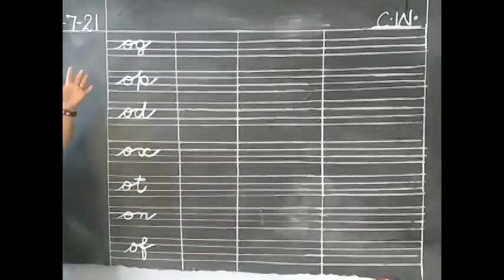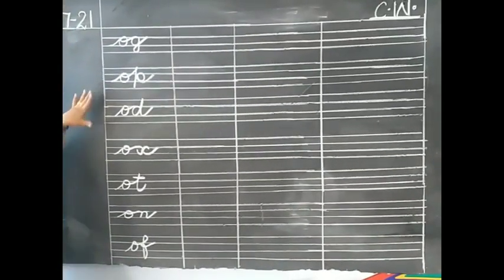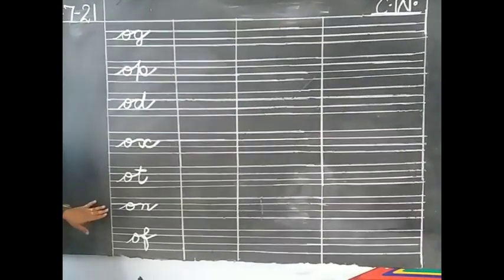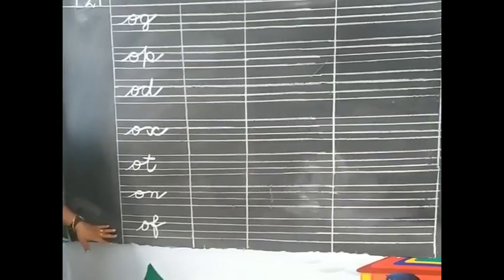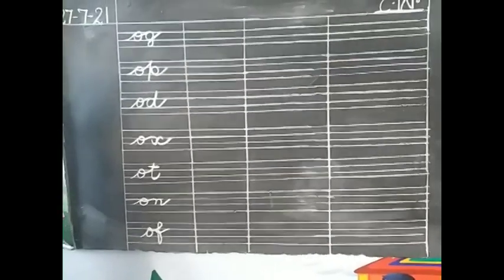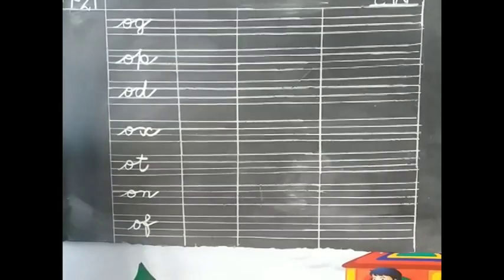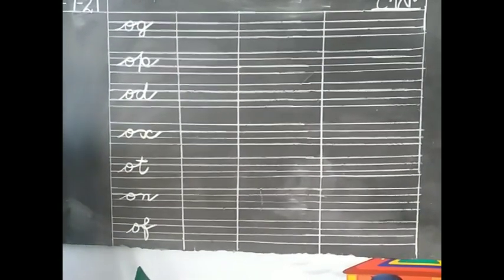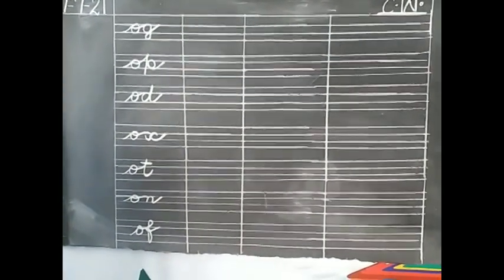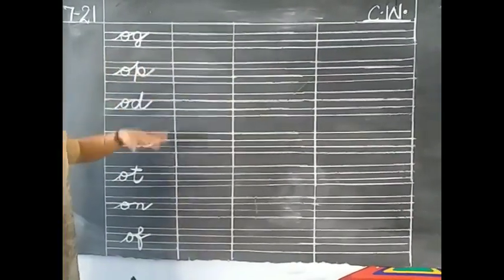Children, first of all, you read it with me. O, G, og. O, P, op. O, D, odd. O, X, ox. O, T, ot. O, N, on. O, F, off. Now, we will read it frequently. How? Og. Op. Odd. Ox. Ot. On. Off. Once again. Og. Op. Odd. Ox. Ot. On. Off. Like this.